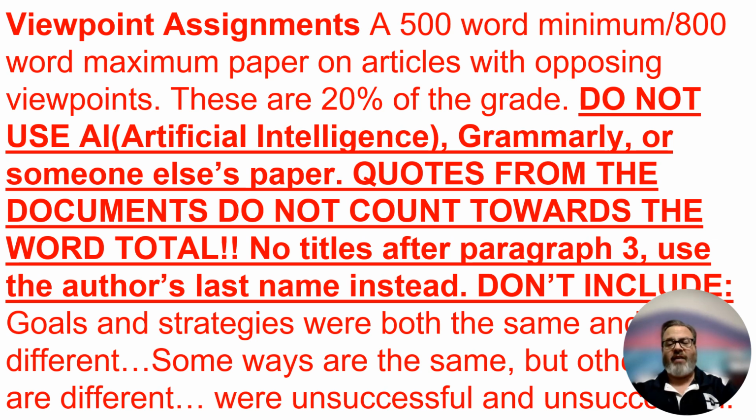Don't use the title after paragraph 3. You just need to list it once to tell me which articles you're using. From that point forward, use the author's last name instead. Don't write horrible sentences like "goals and strategies were both the same and different," "some ways are the same, but others are different," "they were successful and unsuccessful," or "there are many similarities and differences." These are horrible things. Don't include them in your paper.